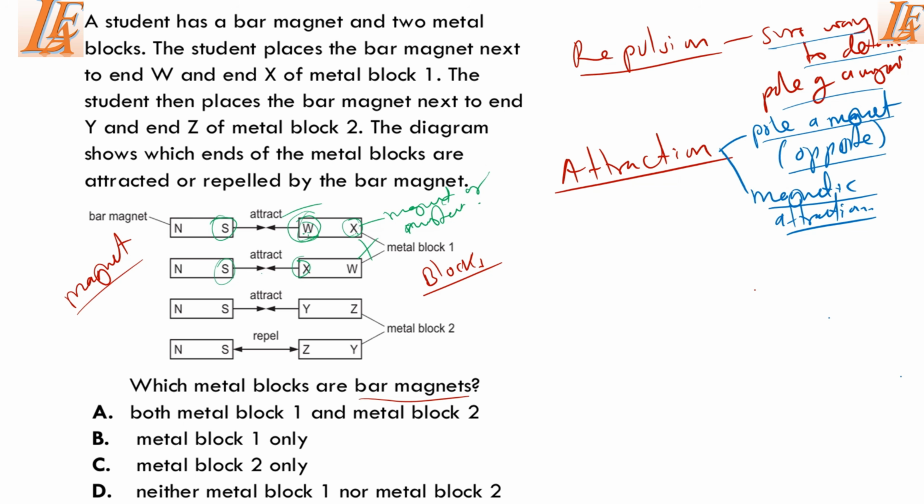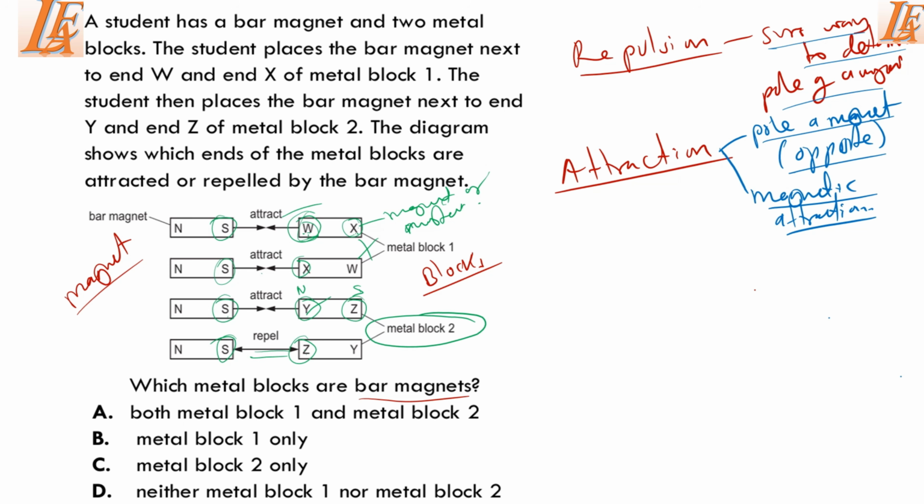Then let's go to the next set where we have the south pole. If you bring part Y, it gets attracted. Now when you reverse this part Y and you bring Z, it gets repelled. So it means this Y is the opposite pole of the south pole, so it means this is the north pole. Now this is the south pole. Now if you introduce a south pole close to the south pole of another magnet, like in this case, there is a repulsion. So in this case, the metal block which is a magnet is metal block 2.